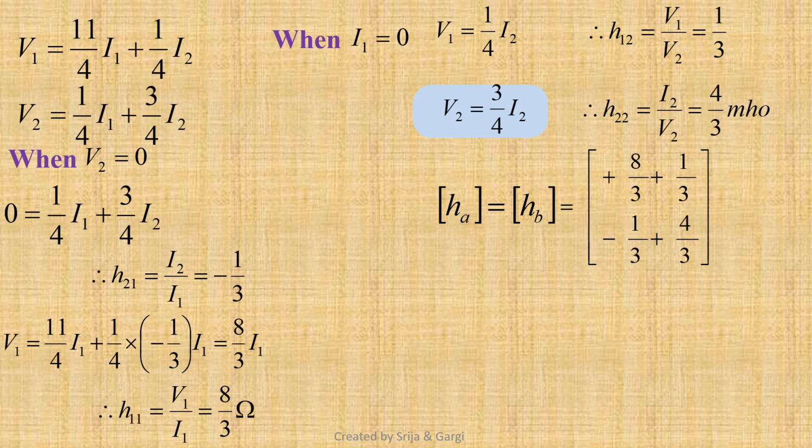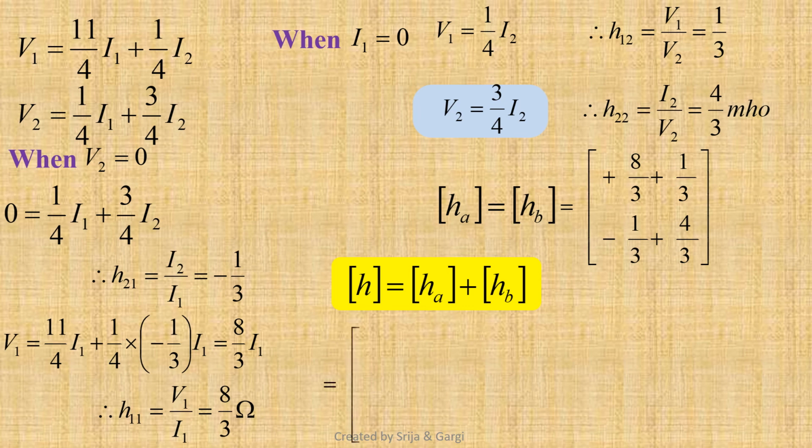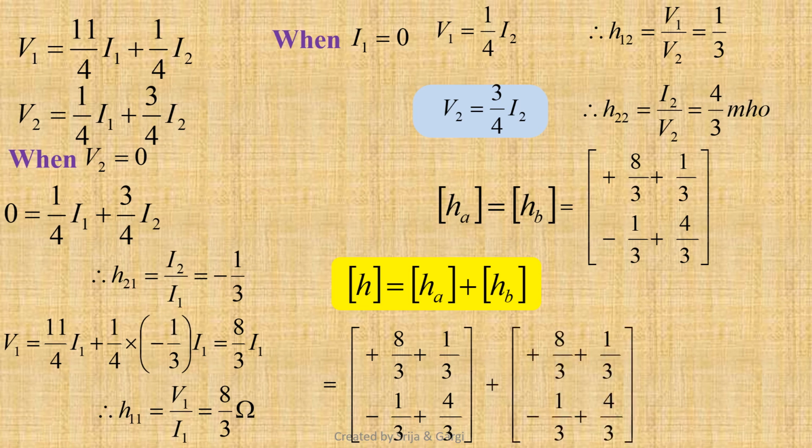We have found that the overall hybrid parameter matrix of series parallel connected two-port networks is the sum of hybrid parameter matrices of each individual two-port network connected in series parallel fashion. Hence, matrix of H equals matrix of HA plus matrix of HB. So we can write matrix of 8 by 3, 1 by 3, minus 1 by 3, 4 by 3 plus matrix of 8 by 3, 1 by 3, minus 1 by 3, 4 by 3. That is equal to matrix of 16 by 3, 2 by 3, minus 2 by 3, 8 by 3.